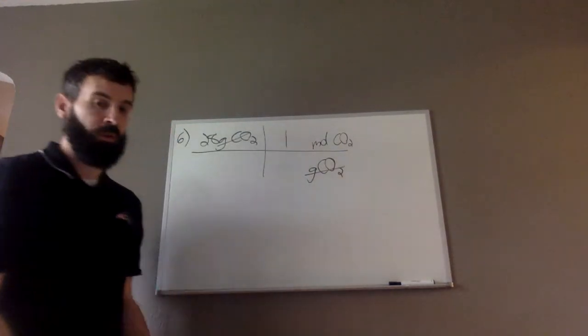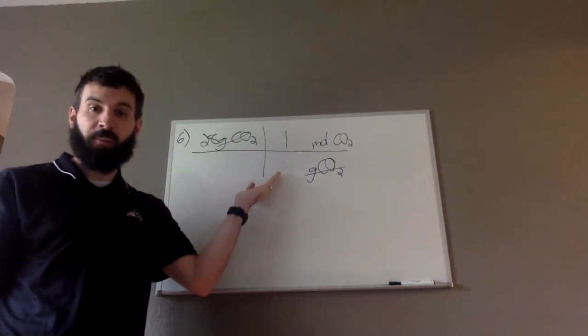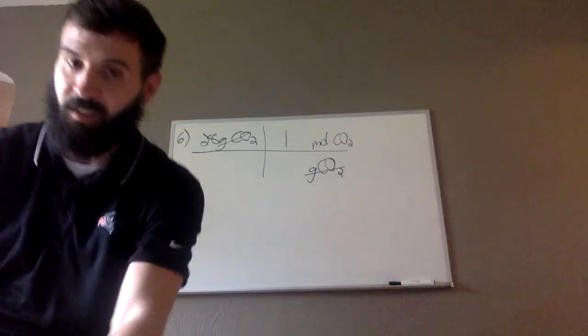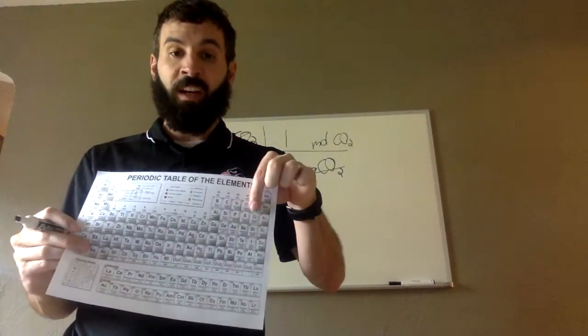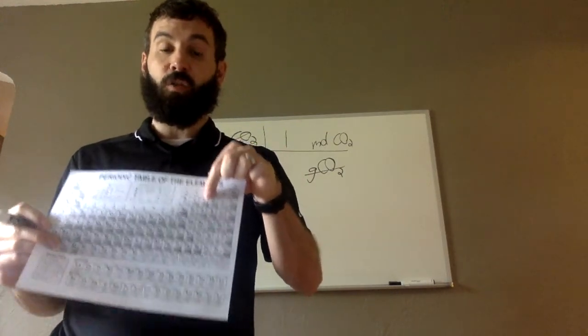Okay, now I just plug in my 2 numbers. 1 mole equals some number of grams of CO2. How do I figure this out? That's what the periodic table's for. We've got to find what's called the molar mass. If you find carbon, which is about right here, it's 12.01.